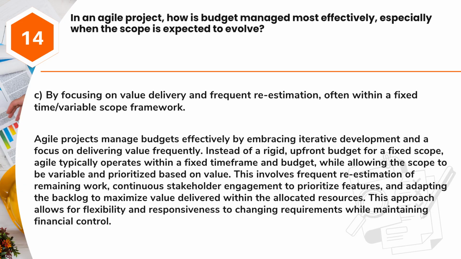Answer: C. By focusing on value delivery and frequent re-estimation, often within a fixed time/variable scope framework. Agile projects manage budgets effectively by embracing iterative development and a focus on delivering value frequently. Instead of a rigid, upfront budget for a fixed scope, Agile typically operates within a fixed time frame and budget, while allowing the scope to be variable and prioritized based on value.